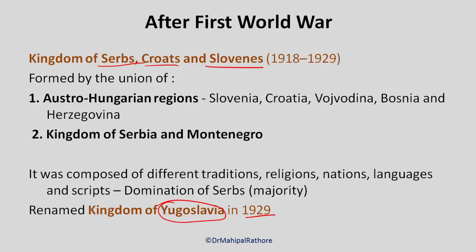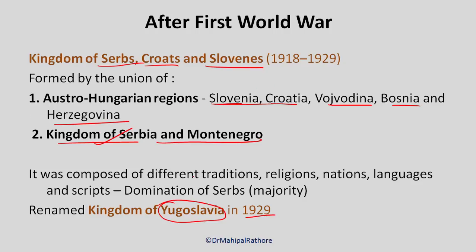Now what was the rearrangement done? Earlier, the parts of the Austro-Hungarian Empire, Slovenia, Croatia, Vojvodina, Bosnia and Herzegovina, they were taken away and they were joined by the kingdom of Serbia and Montenegro. Now Serbia was a powerful kingdom, it had its own army, and all these new territories that were carved out of the Austro-Hungarian Empire did not have their armies. So they asked the kingdom of Serbia that you also join us. You have an army and you are also Southern Slavs, so let's make one new happy country. And thus, with the union of these two large territories, the kingdom of Serbs, Croats and Slovenes was formed.